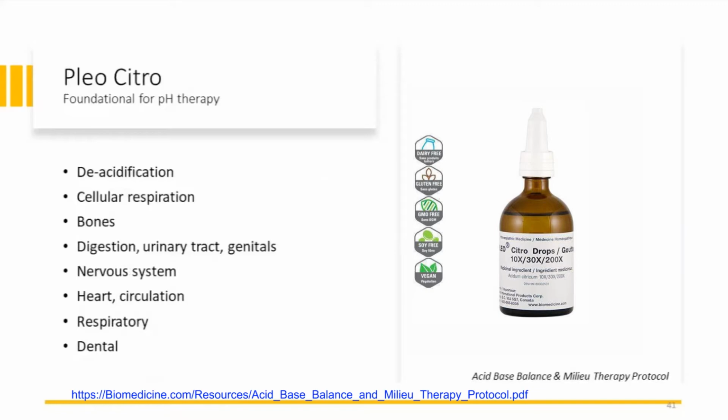Both Sanubis and Citroen help with deacidification. We see again increased cellular respiration, improvement in bone density, regulating digestion, UTIs, the genitals, anything that goes on in those areas. Also the nervous system, it helps to calm, it helps to support the heart and circulation and the respiratory system, and again for dental issues.